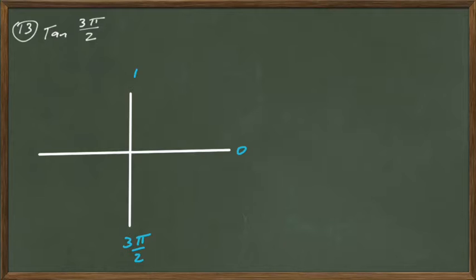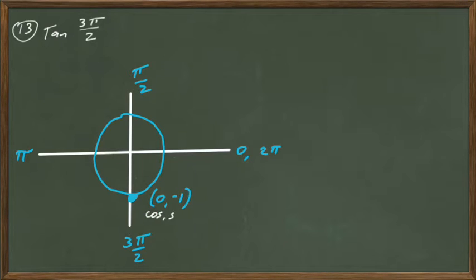This is 0, pi over 2, pi, 1.5 pi, back to 2 pi. On a unit circle, what's the coordinates at 3 pi over 2? 0 on the x, -1 on the y. Again, cosine, sine. We want what tangent? Tangent is sine over cosine.